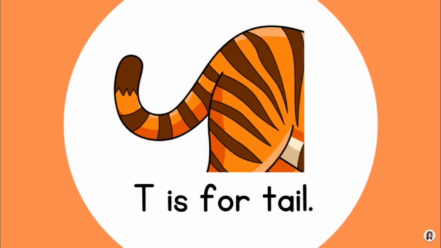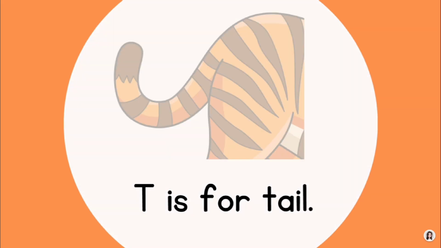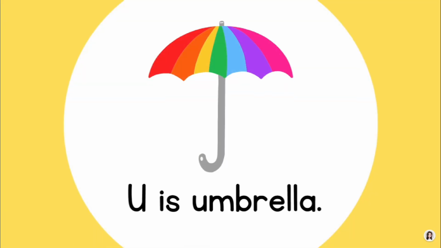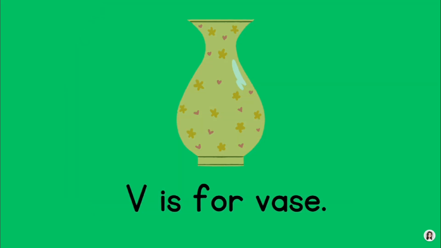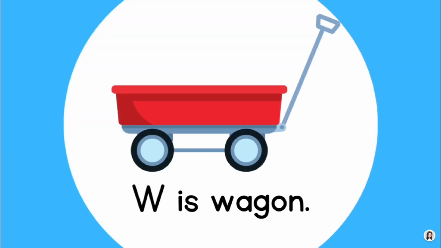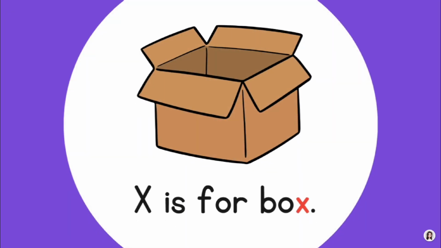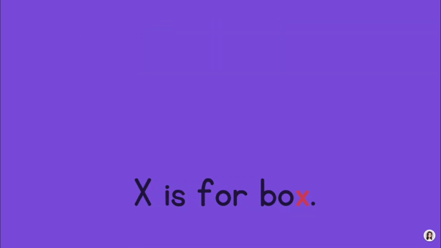T is for tail, tail. U is for umbrella, umbrella. V is for vase, vase. W is for wagon, wagon. X is for box, box.